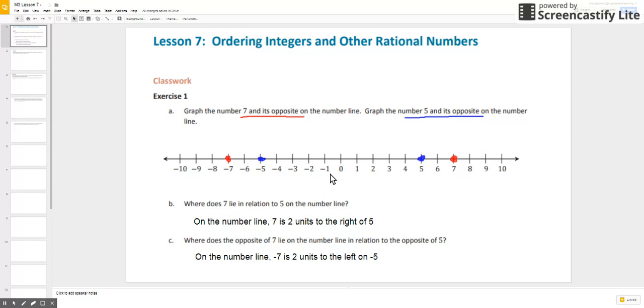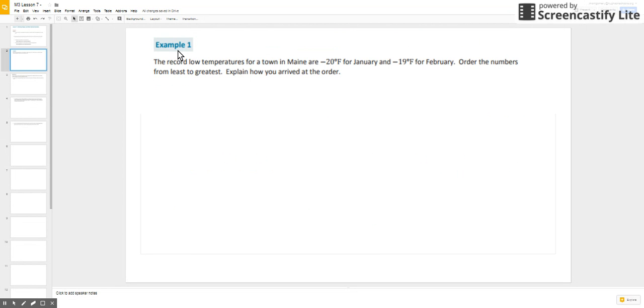All right, we're going to skip D and move on to the next page, example number 1. This is to once again talk about how two numbers relate to each other. The record low temperatures in a town in Maine are negative 20 degrees Fahrenheit in January and negative 19 degrees Fahrenheit. Order the numbers from least to greatest. Explain how you arrived at your answer.